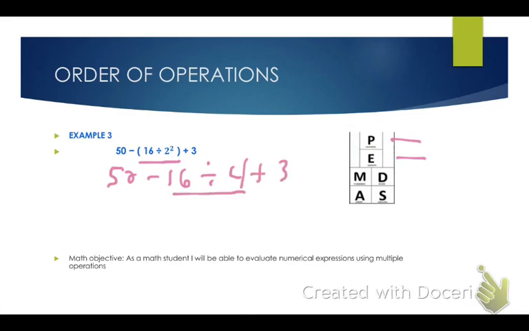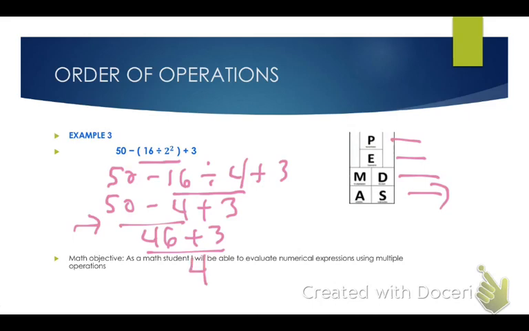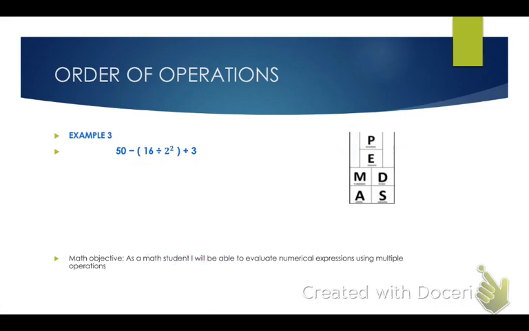All right, next thing we have subtraction, division, addition. I underlined the division because that comes first. So we got 50 minus 16 divided by 4 is 4 plus 3. And the last thing we do is adding and subtracting. Adding doesn't come first. Remember, it goes left to right. So we're going to start left to right. 50 minus 4 is 46. 46 plus 3 is 49, ladies and gentlemen. 49. Hey, see? We can do it. Here we go. Next step.